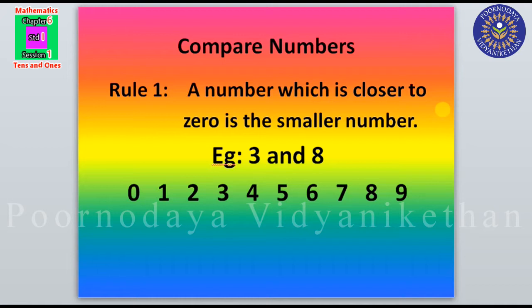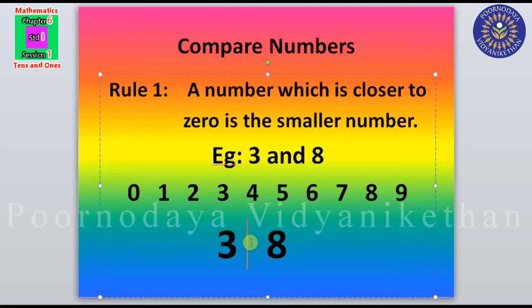Example, 3 and 8. How can we compare 3 and 8? Here are given the numbers 0, 1, 2, 3, 4, 5, 6, 7, 8, 9. We have two numbers, 3 and 8, and first we have to write them. Now look at the screen. Which number is closer to 0? 1, 2, 3. Yes, 3 is closer to 0.